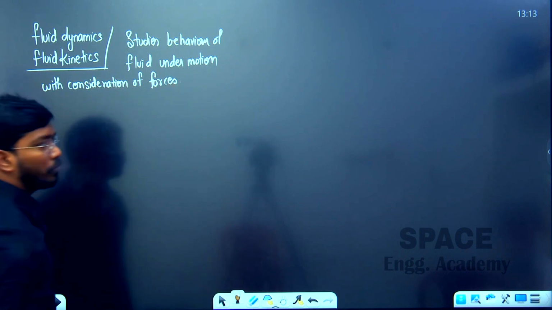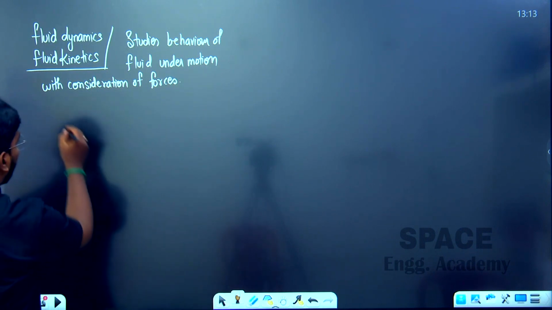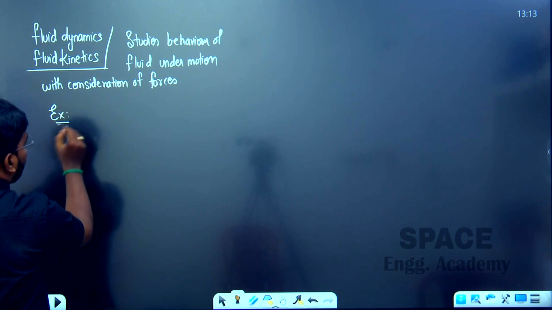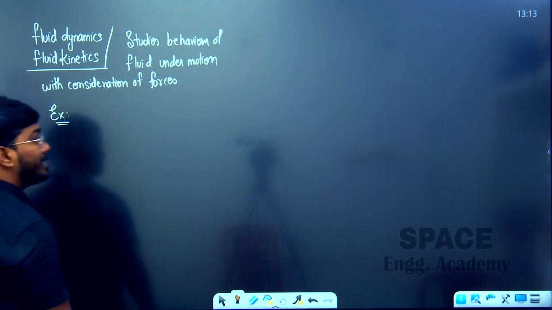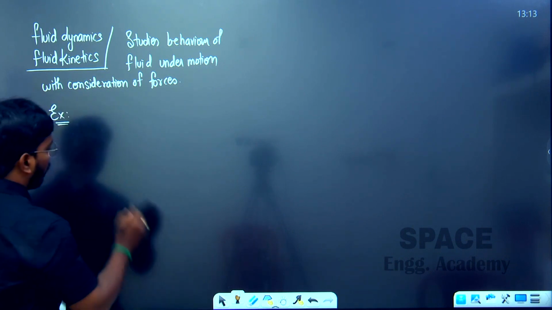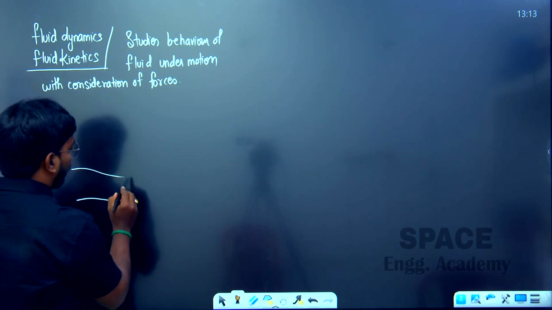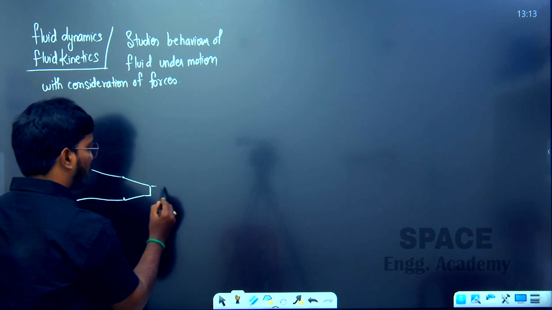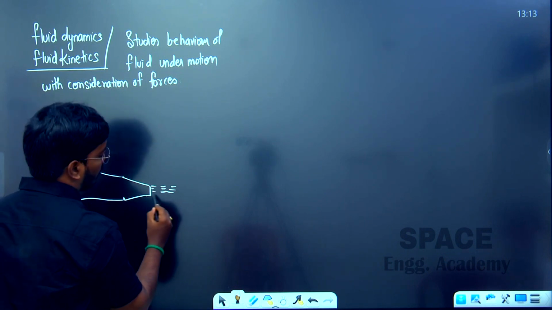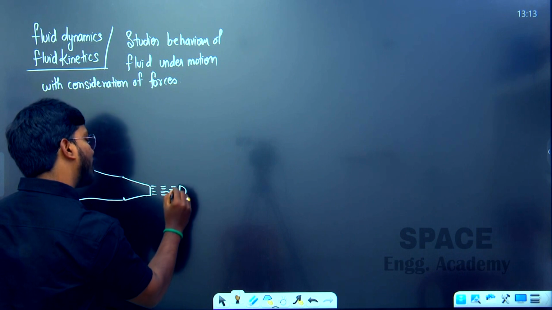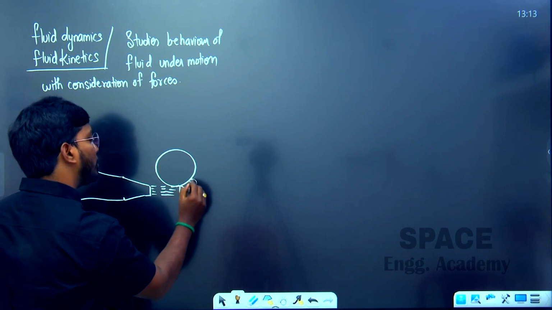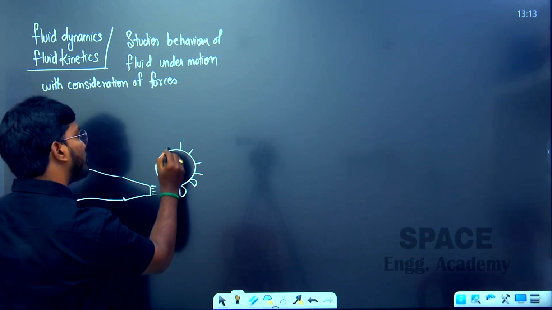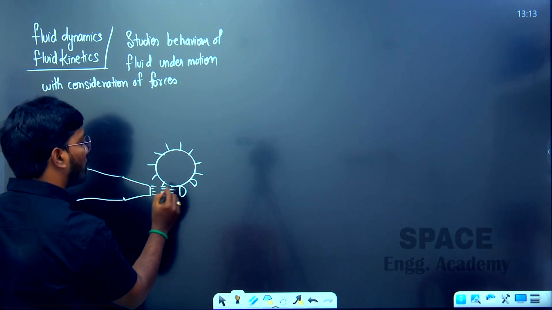Okay, with the consideration of forces, the first example is very simple to understand. Here we are going to talk about jets, which provide kinetic energy by means of a nozzle. Nozzle we discussed in kinematics. This water is coming and now it is converting this kinetic energy into work energy by means of a turbine.